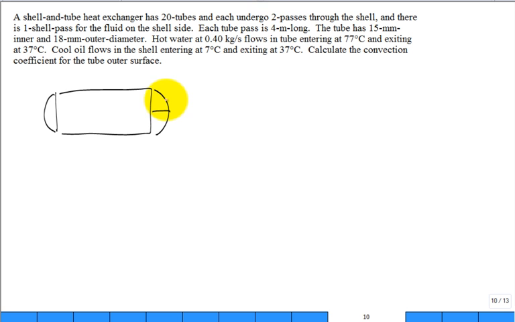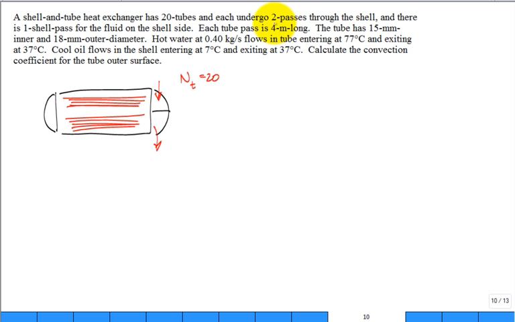The hot water comes in, so I'll just color code it red. Then it goes into how many tubes? 20 tubes, number of tubes is 20. Then it comes out and goes through 20 tubes out and is collected and goes out.